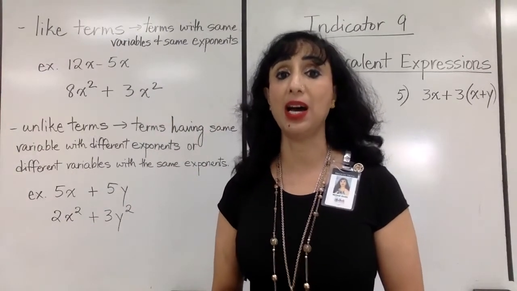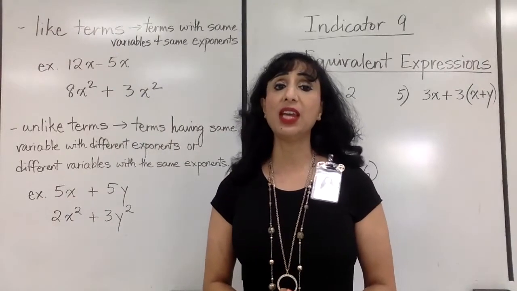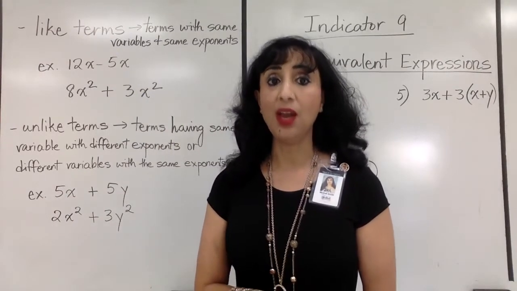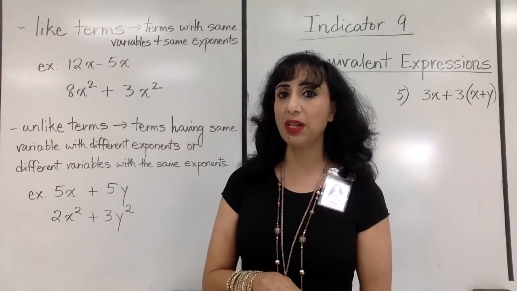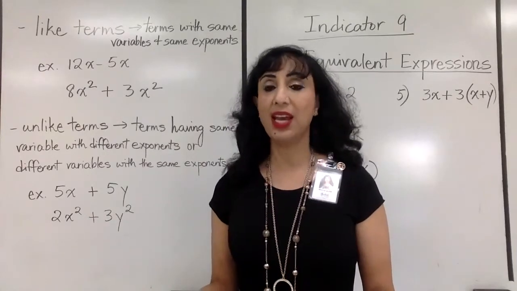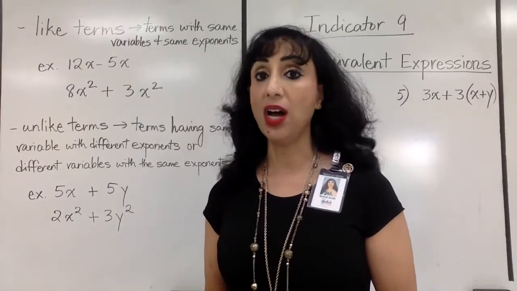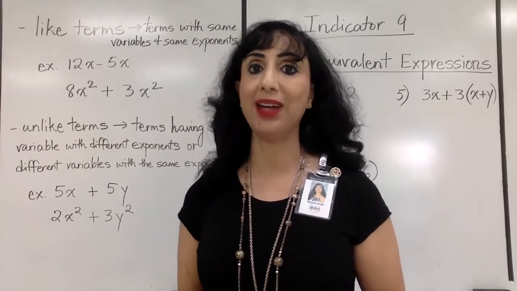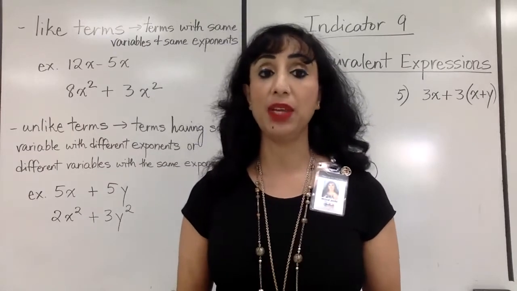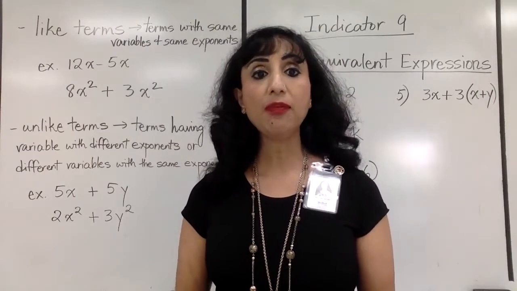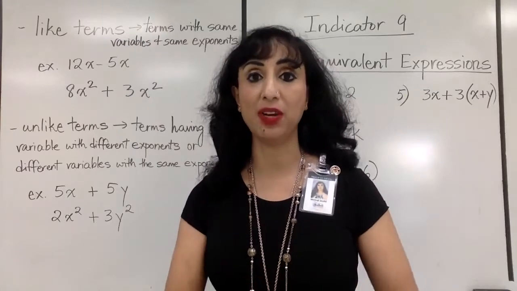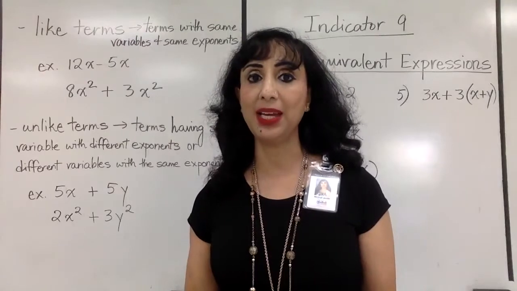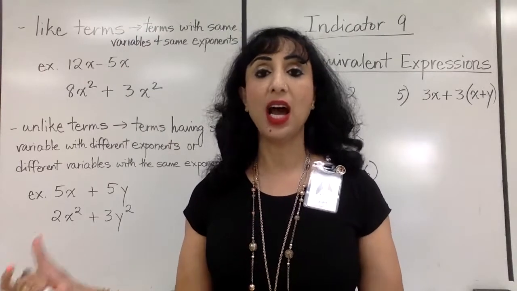Unlike terms are when they have the same variable but different exponents, okay? Or they have different variables with the same exponents. In that case, they are not alike, so they are unlike terms, and that is why you cannot add or subtract them. You can't do 5x plus 5y because the x represents something else. The y represents something else.